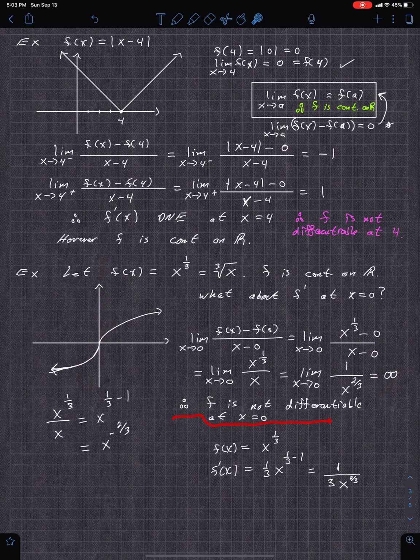Therefore, f is not differentiable at x naught. Okay, so basically it goes in like this, and then right at 0, you end up having a vertical tangent line. Because that's the definition of a vertical tangent line. Okay, it's not the function though. The function is continuous everywhere because we just know it is. We can see it.